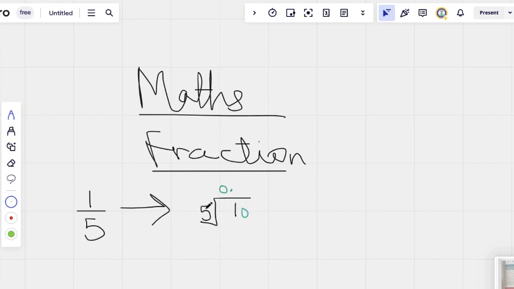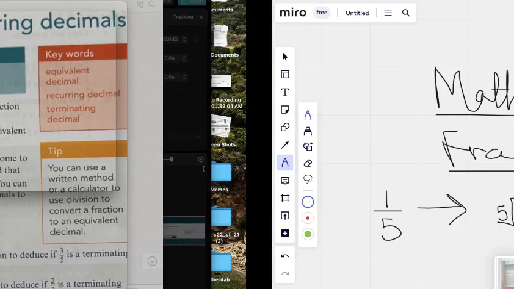So now you say 10 divided by 5, which is 2. You write the answer here. Then 2 multiplied by 5, you get 10. When you subtract these two numbers, you get 0, which means that's the end of the division. So if you put this fraction 1 all over 5 in decimal form, you're supposed to get 0.2.